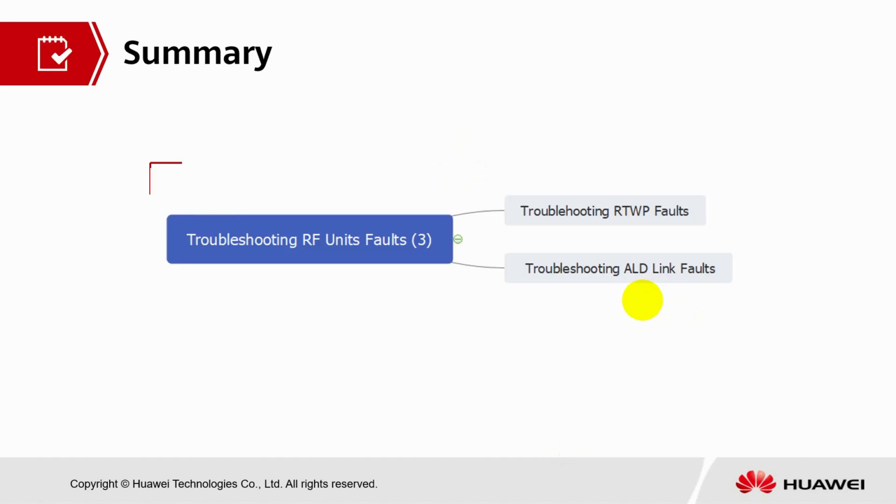So the summary of this section, troubleshooting RF unit faults, is that we have learned about troubleshooting RTWP faults, and we have also learned about troubleshooting ALD link faults.